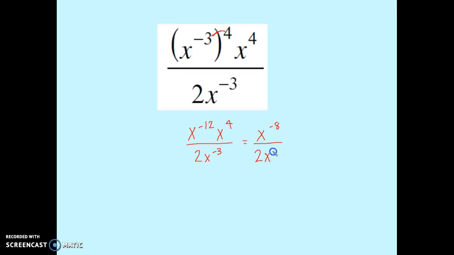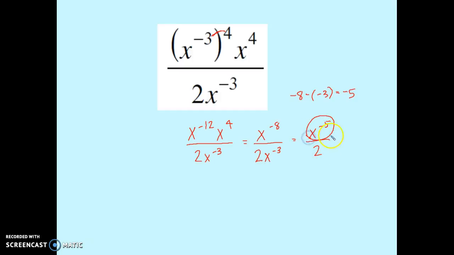And then I'm going to combine my x's. This is a 1 up here, and I can't simplify 1 over 2, so I'm going to have a 2 in the denominator in my final answer. If I subtract, I get negative 8 minus a negative 3. If I subtract a negative, I'm really adding. So I have negative 8 plus 3, which gives me negative 5. So I have x to the negative 5th over that same 2.